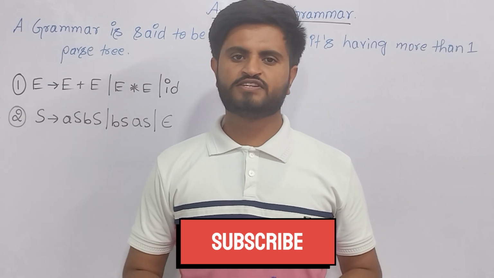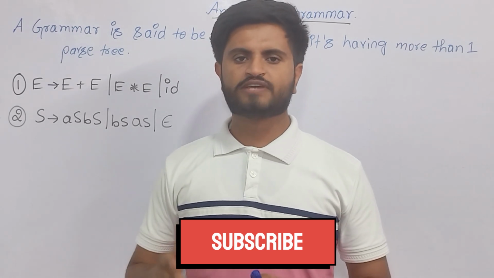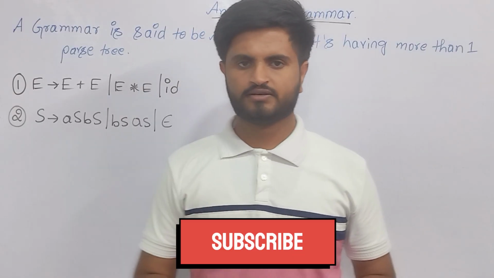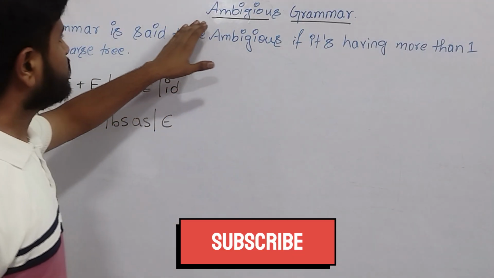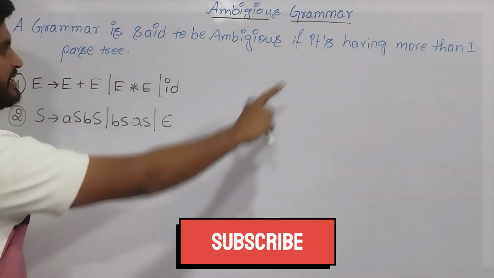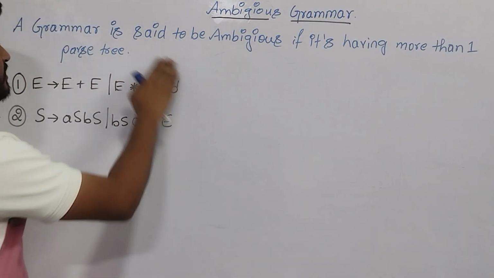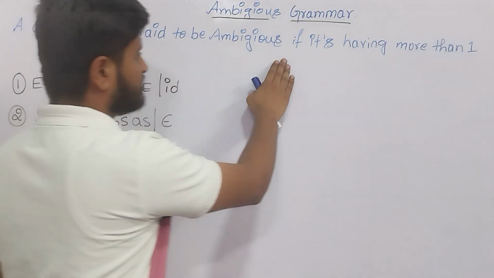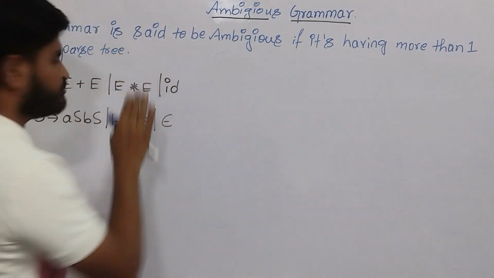In this video, let's discuss how to solve the ambiguous grammar problem in compiler design. If you want to call a grammar an ambiguous grammar, it must satisfy one condition. That is, a grammar is said to be ambiguous if it has more than one parse tree.